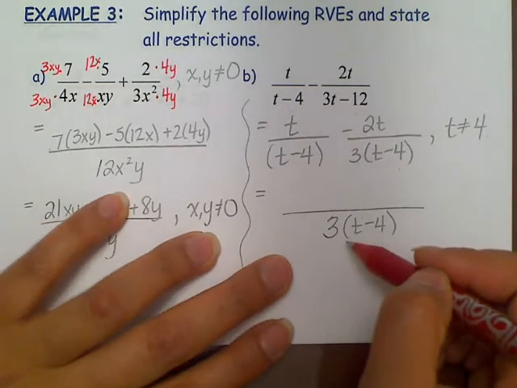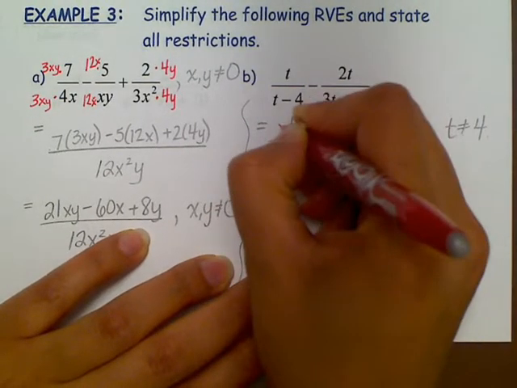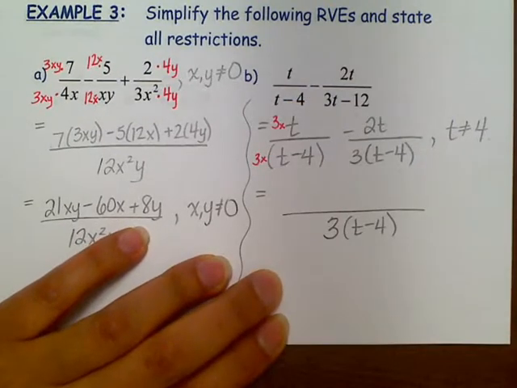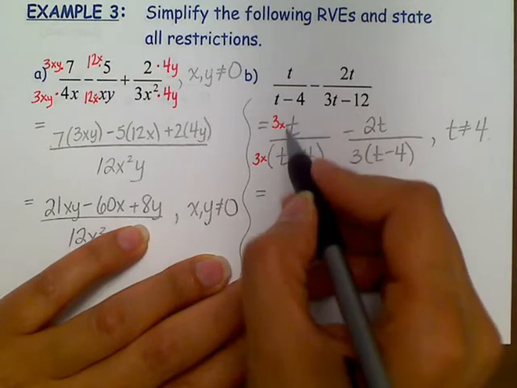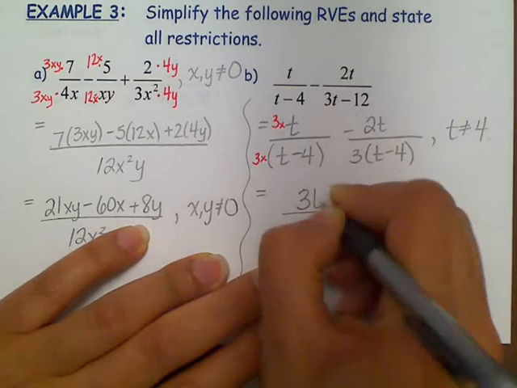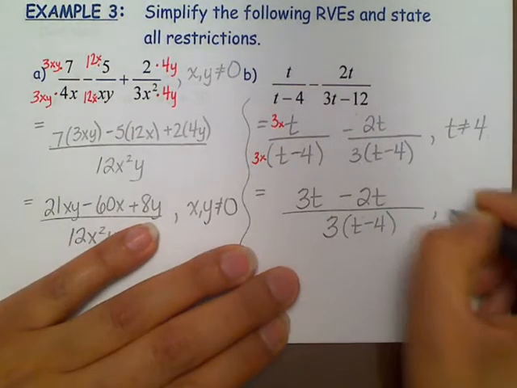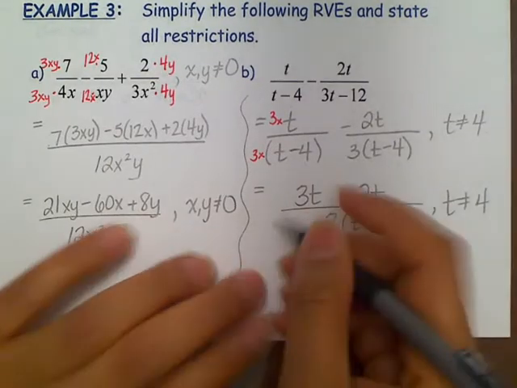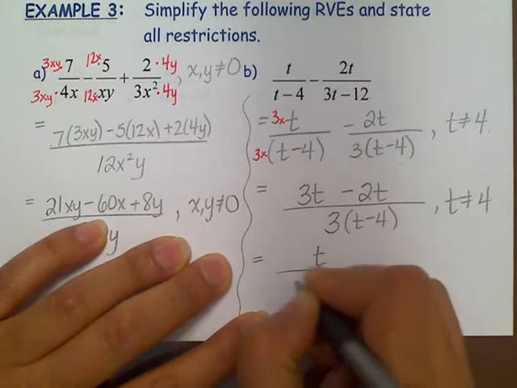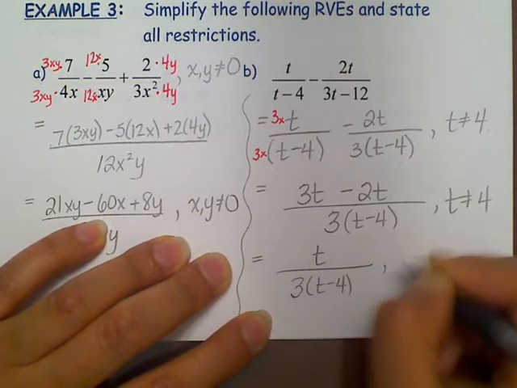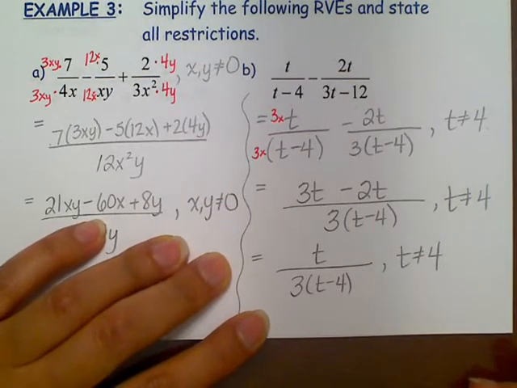And so in order to get both of these denominators to look like 3 multiplied with t minus 4, the first RVE needs to be multiplied by 3, and the second RVE is actually happy the way it is. So what I end up with is 3 multiplied with t, which is 3t, and the second one is fine the way it is, which is minus 2t. Restriction is still the same. And so if I simplify the numerator, 3t minus 2t is just 1t. And everything else is exactly the same as it was before.